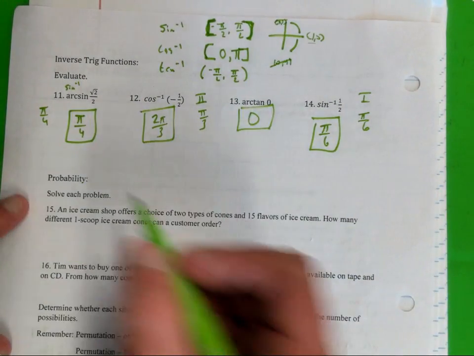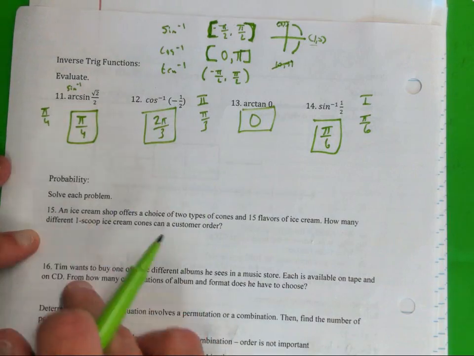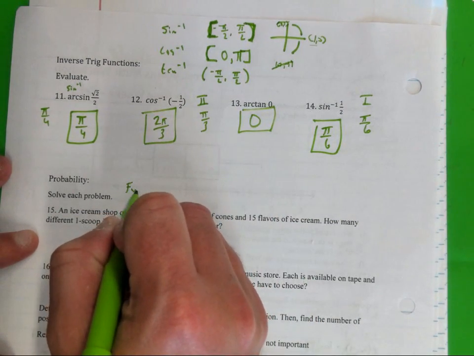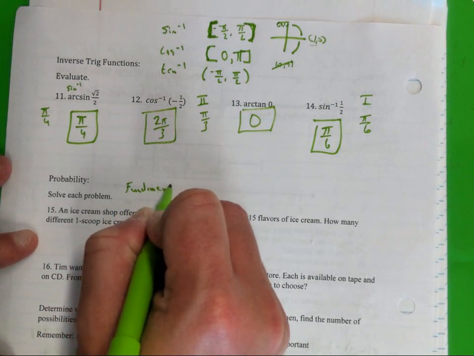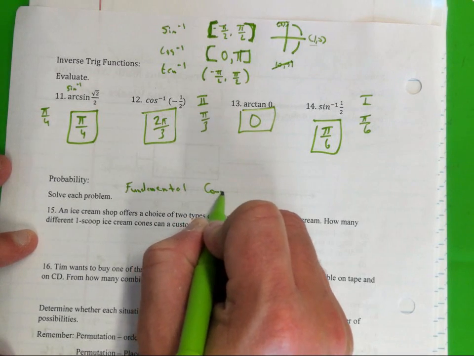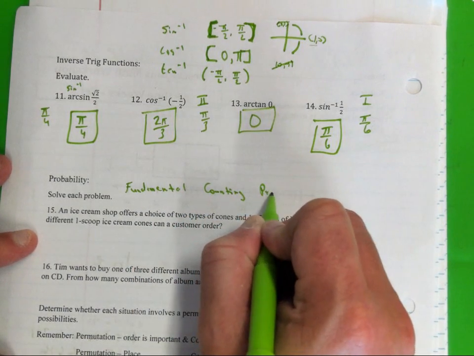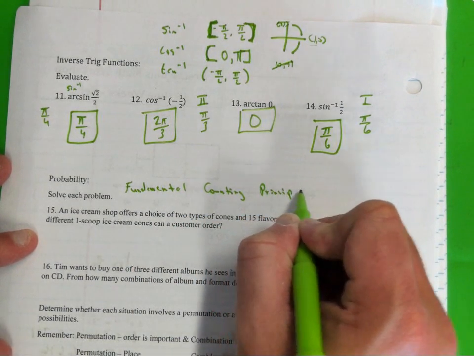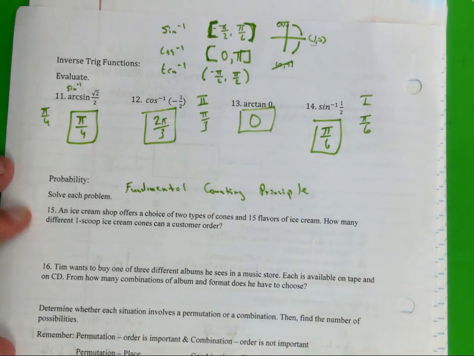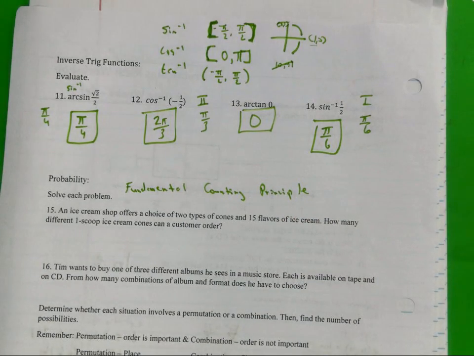Next thing we're looking at is probability. And I'm going to touch base on 15 and 16. They deal with what's known as the fundamental counting principle. I think it's very important that you know this principle, the fundamental counting principle. So let's look at 15.